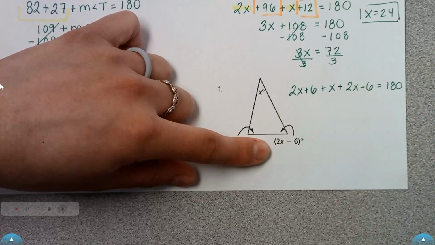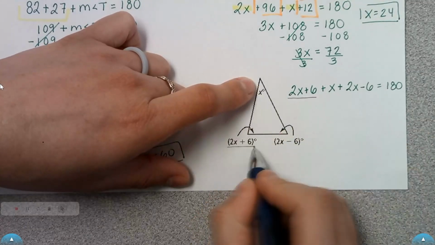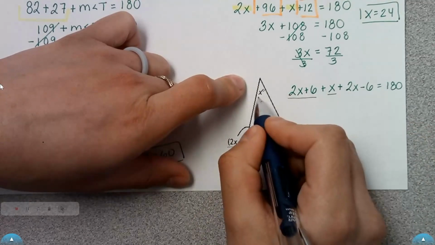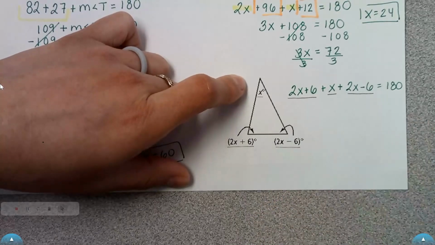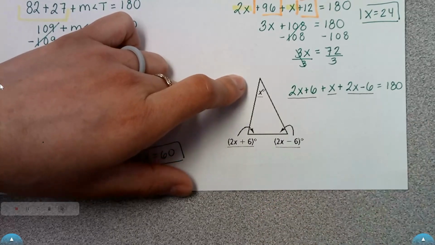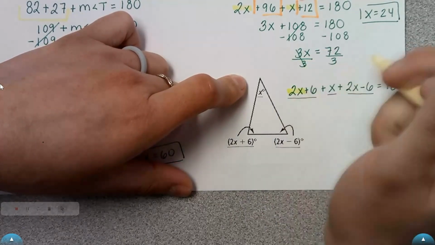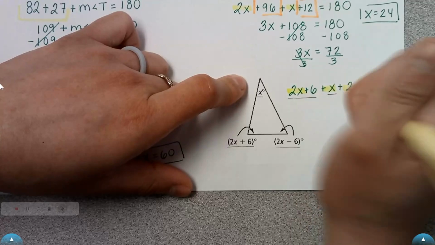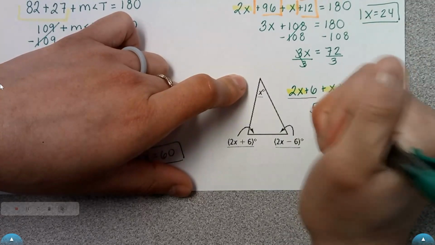Okay, so here, let me go back and show you. So 2x plus 6 is this angle. X is this angle. 2x minus 6 is this angle. So I'm adding all three things together and equaling them to 180. Now I want to combine my like terms. So 2x plus x plus 2x. Okay, that gives me 5x.